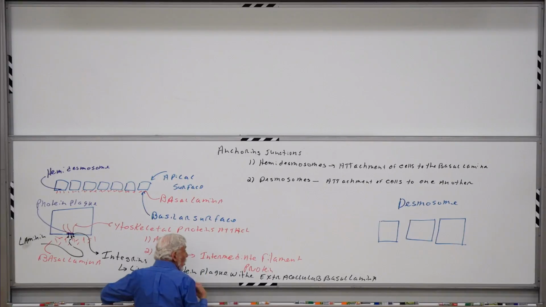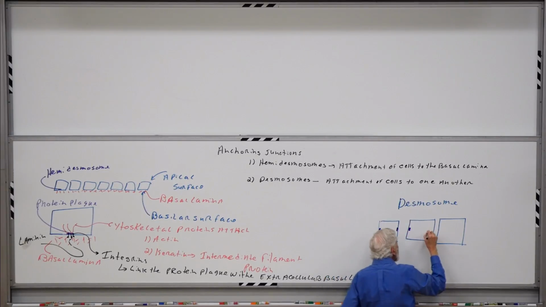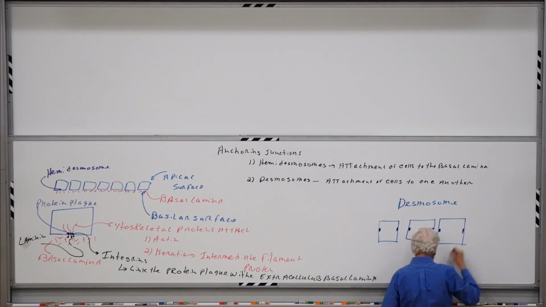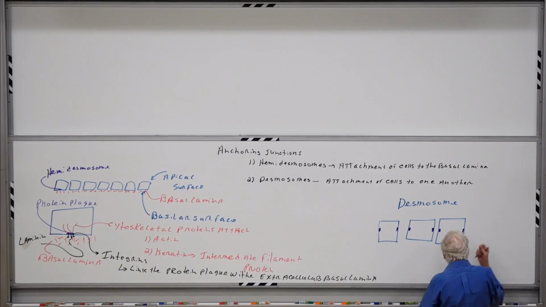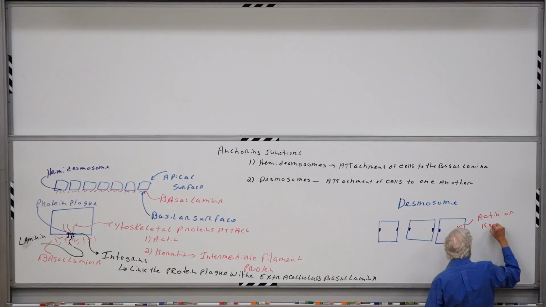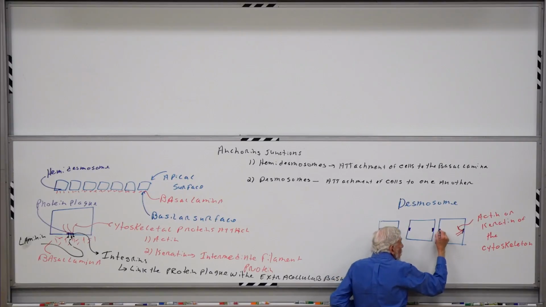And initially, this structure looks pretty similar. Here on the cytoplasmic side of the membrane sits a protein plaque, probably a different cohort of proteins than we see in the hemidesmosome, but some of them must be the same because the protein plaque will be linked into the cytoskeleton. This could be actin or keratin of the cytoskeleton. So again, the protein plaques are connected to the cytoplasm through the cytoskeleton.